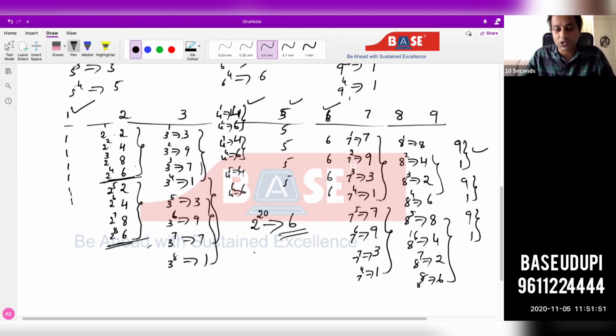If my question to you is 3 power 20, now it is very simple for you. You know that 3 power 4 ends with 1. 3 power 8 also ends with 1. So 3 power 12 also ends with 1. 3 power 16 also ends with 1. So 3 power 20 also ends with 1 only. So 3 power 20 ends with 1.